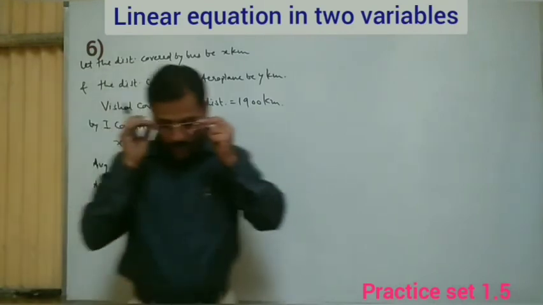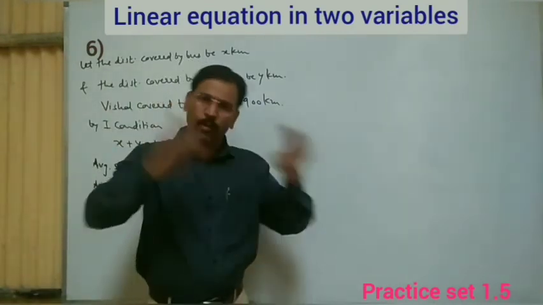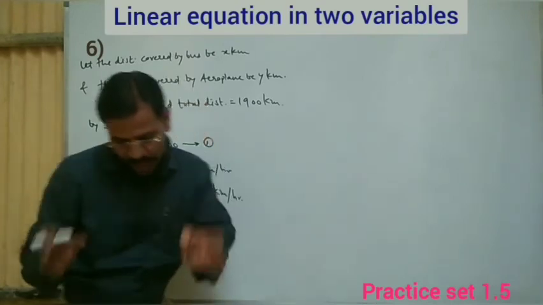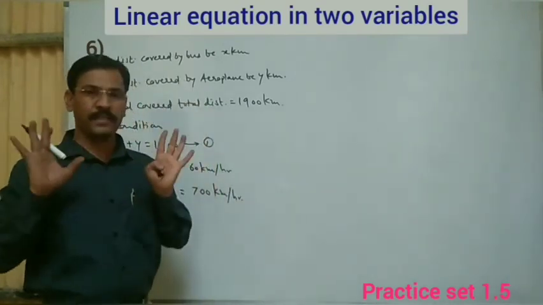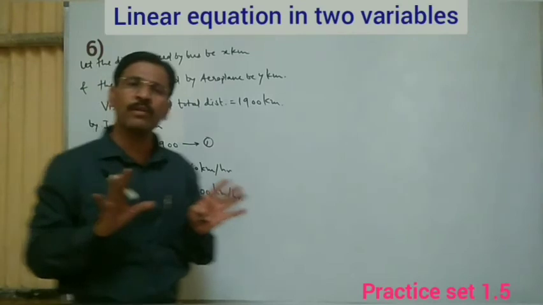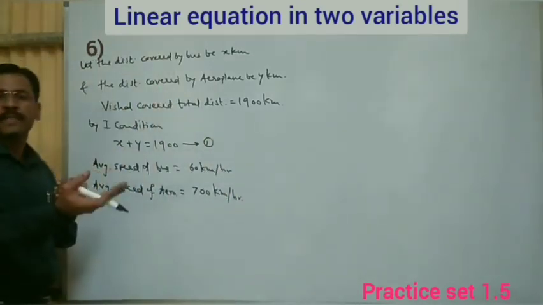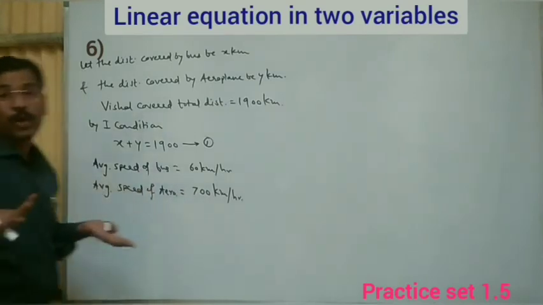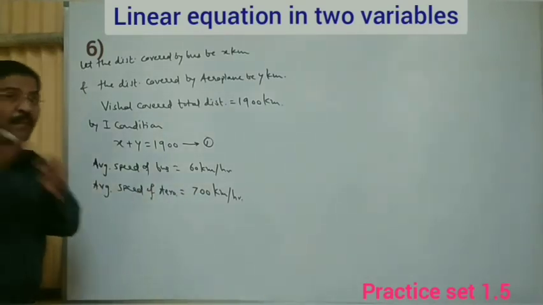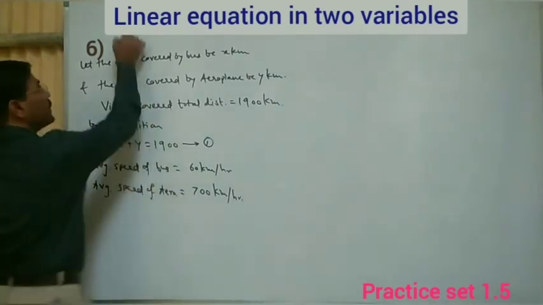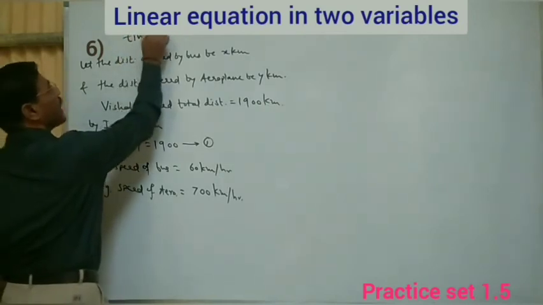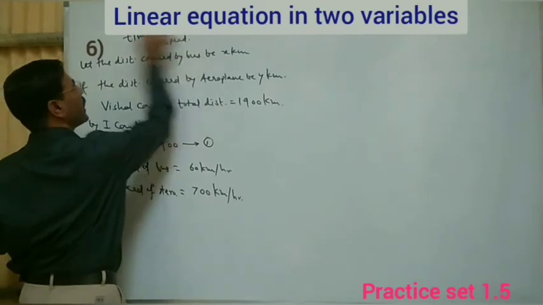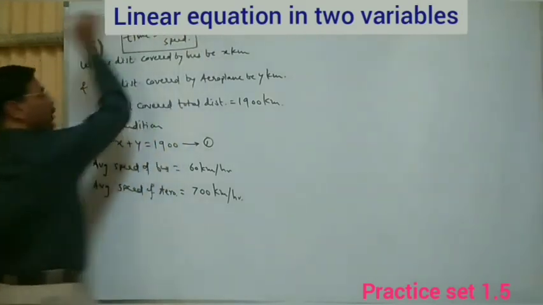Now here, for traveling by both, he took 5 hours to complete his journey. 5 hours complete means what? Some distance covered by bus and some by aeroplane. So we know that hours means time is given to us, which means we can write the formula: time is equal to distance upon speed. Understand? Just try to remember this.